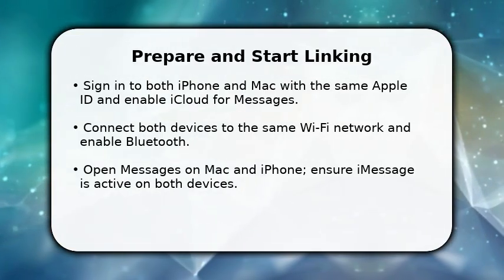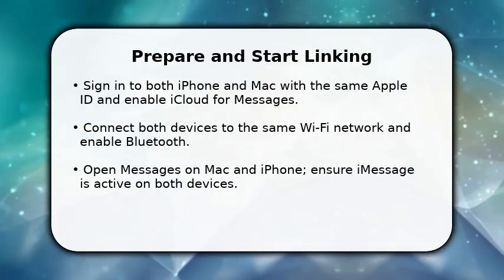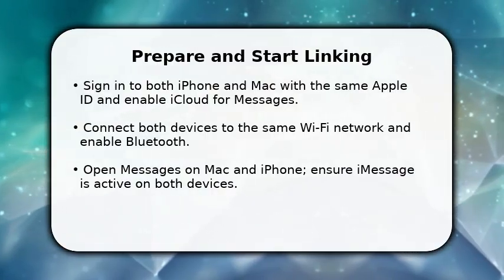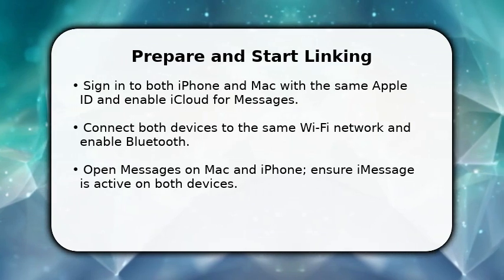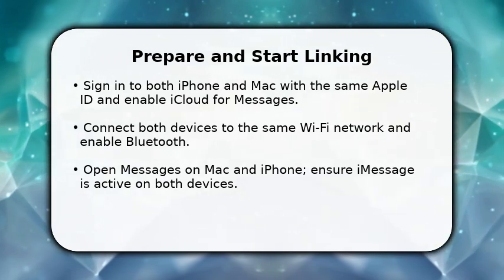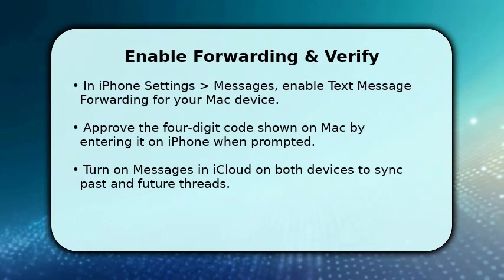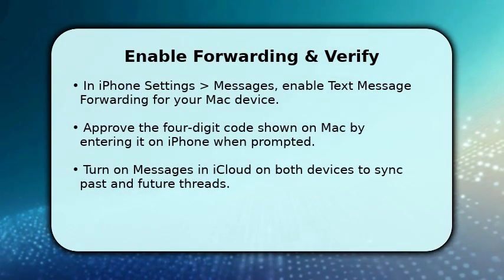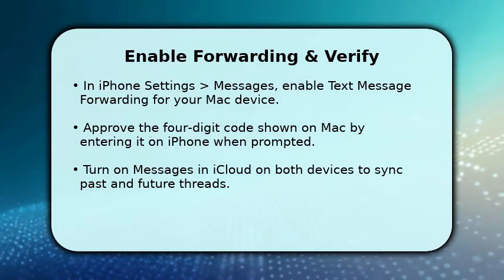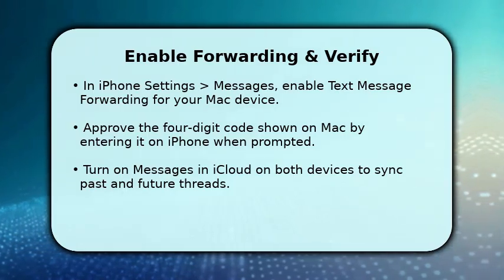Now on the iPhone, tap Text Message Forwarding to see your Mac listed. You're initiating the handoff that allows SMS and iMessage to appear on the Mac. Once you enable text message forwarding, your Mac will display a 4-digit approval code. You need to enter that code on your iPhone to authorize this Mac. This step is crucial for security and message routing.